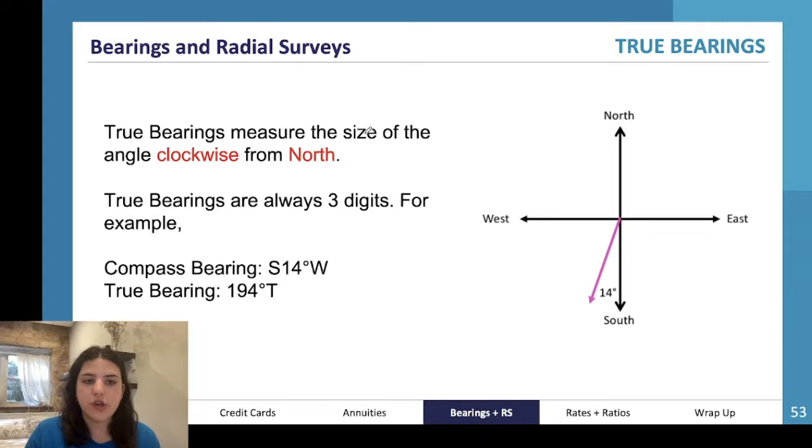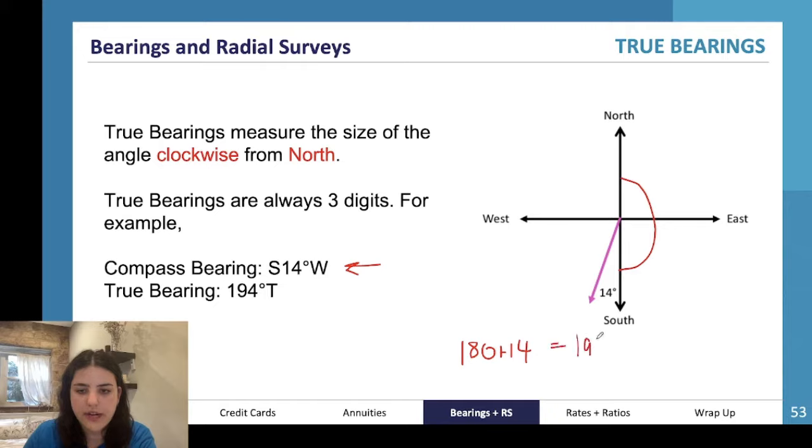Okay, so let's have a look at true bearings. True bearings measure the size of the angle clockwise from north. So they're always 3 digits. For example, we've got this one, which is south 14 west as a compass bearing. But as a true bearing, it's 194 degrees T, or true, because this is 180 plus 14. So 180 plus 14 is equal to 194 degrees true. So you always add the T at the end, and there's no direction, no north, south, east, west.